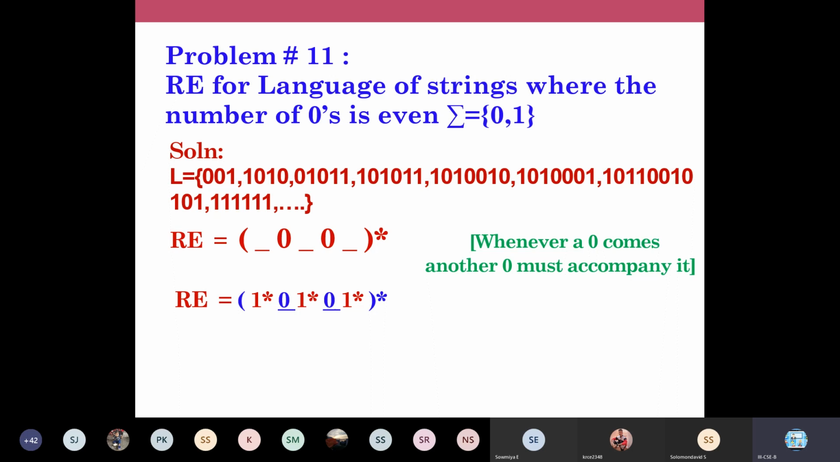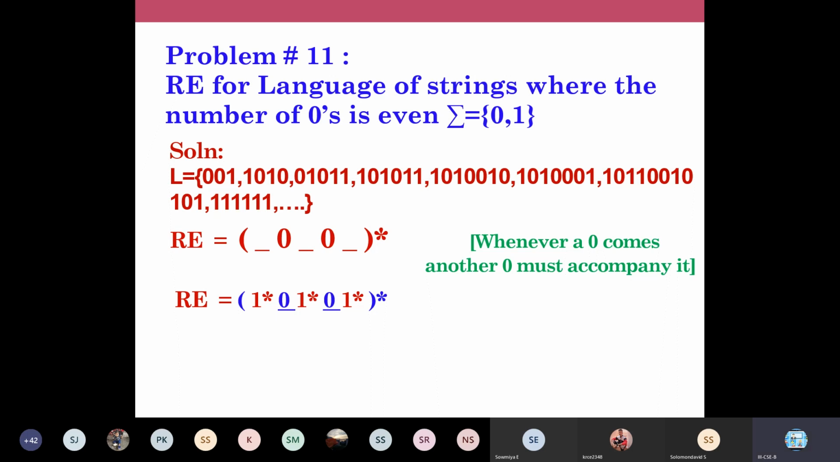But about the 1, there is no condition. So a 1 can come anywhere in between these zeros. These zeros may not come in a sequence; somewhere it can be. A 1 can come either on the left hand side or right hand side of these zeros, and at the same time the number of ones is not given either. So we can write a 1 star in all these dashes in between. That will be your regular expression. You can write a 1 star in between the 2 zeros, and on either end of the 2 zeros.